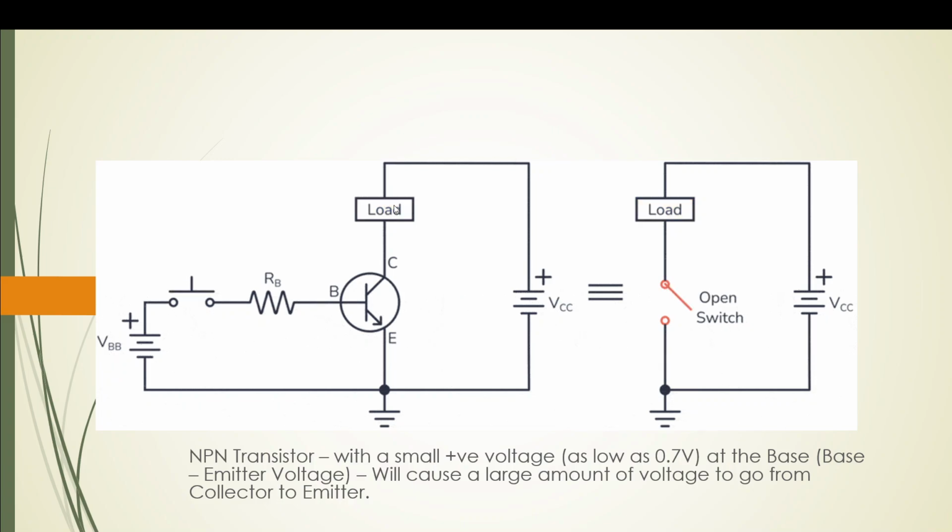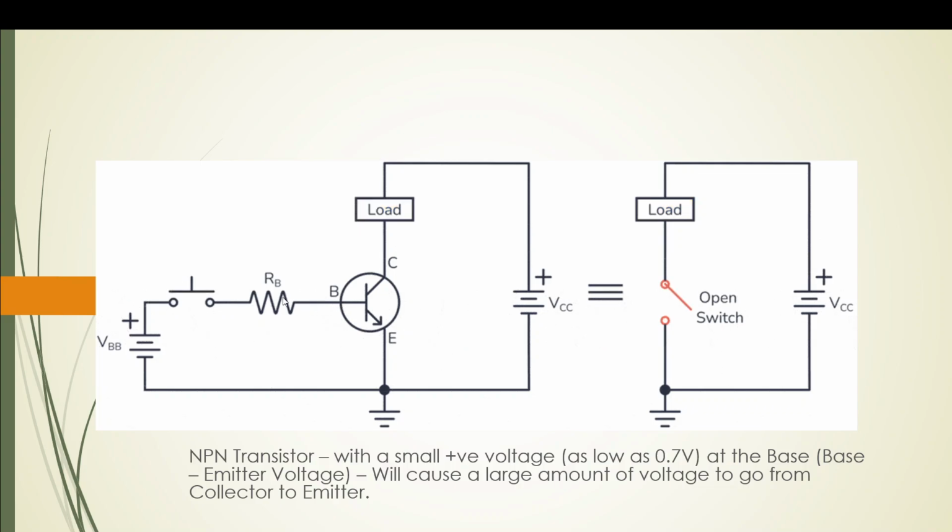Now, if electricity is passing from the collector to the emitter, naturally it has to pass through the load also, and the load will be activated. The load will get electricity because the electricity is passing through it. But if nothing is passing from the collector to the emitter, this load is not going to get any electricity. Okay, so you notice now that the collector is connected to the positive side of the battery, the emitter is connected to the negative side of the battery.